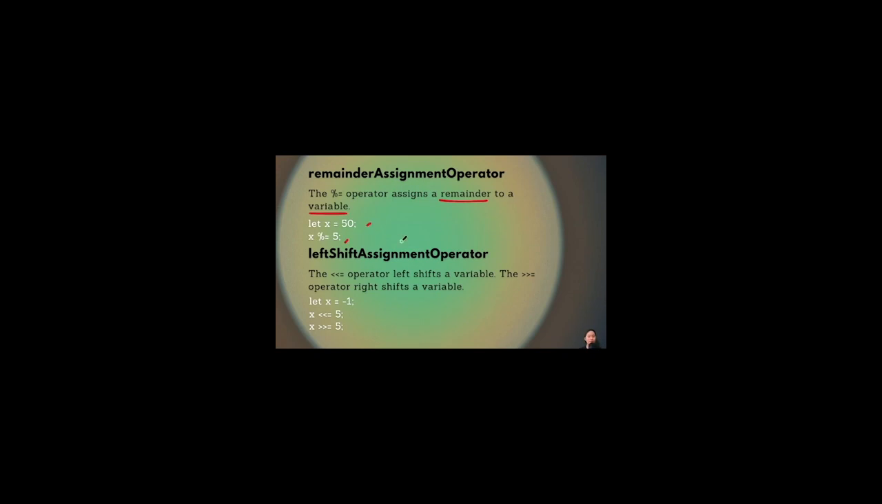Left shift assignment operator. This doesn't come into use early on, but it's good to know down the line, so you don't have to be busy googling things while you code. This operator left shifts a variable, and the opposite of it, the right shift operator, right shifts a variable. So as you can see, we're working with the same syntax over here.